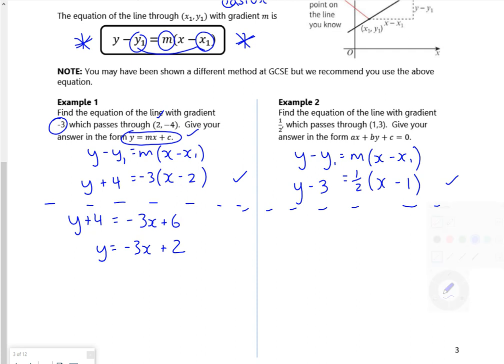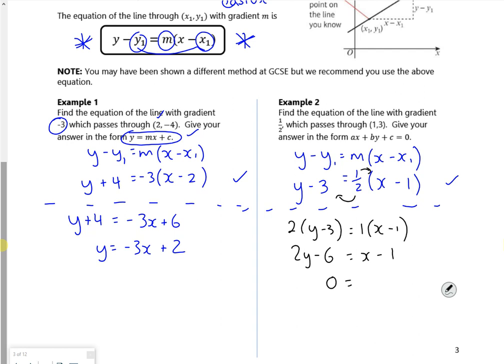For this one, a little bit more nice, algebraically, I want it as x, y, the numbers, so I'm going to multiply through by the 2, and I'm going to multiply through by the 1. So I've got 2y minus 6 is x minus 1. Now I want it, x, y, the numbers on the same side. So what I'm going to do, I'm going to keep the x positive. You don't need to, but it's just nice.